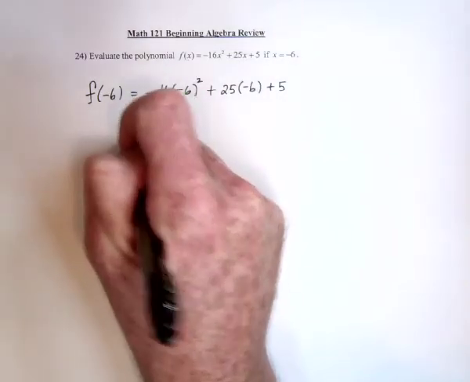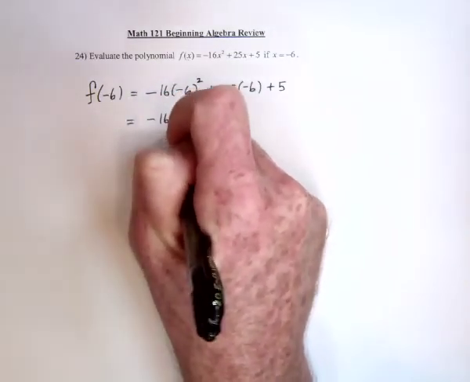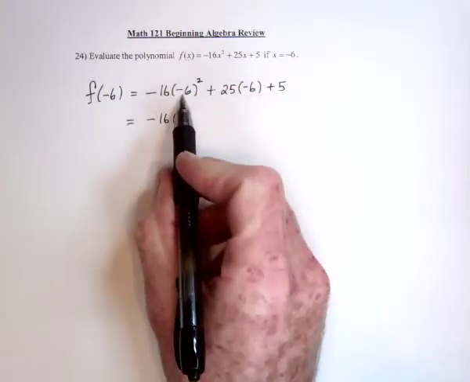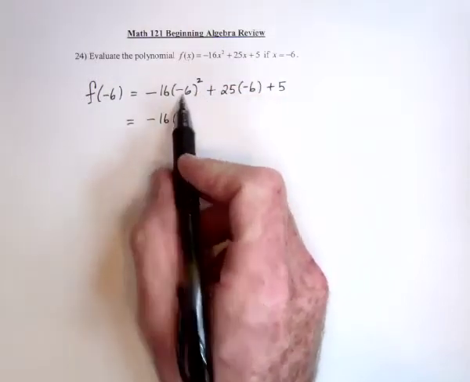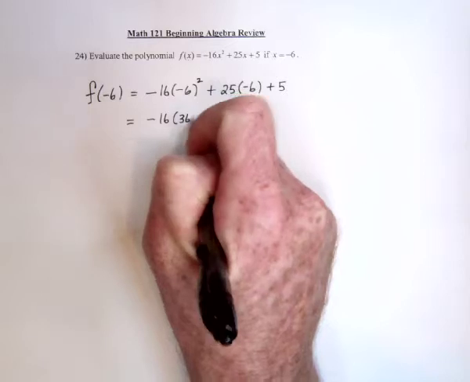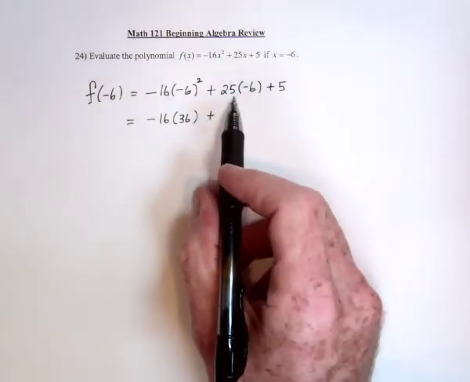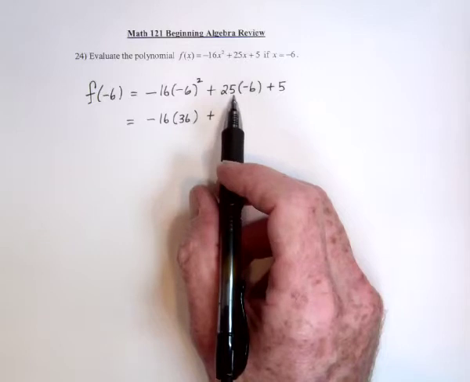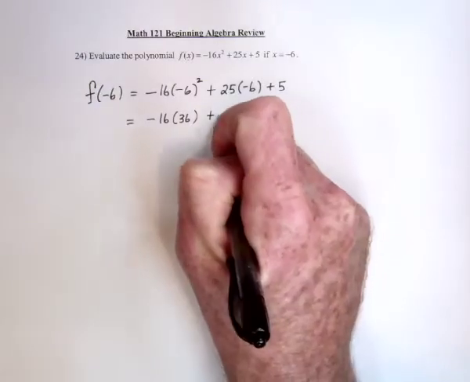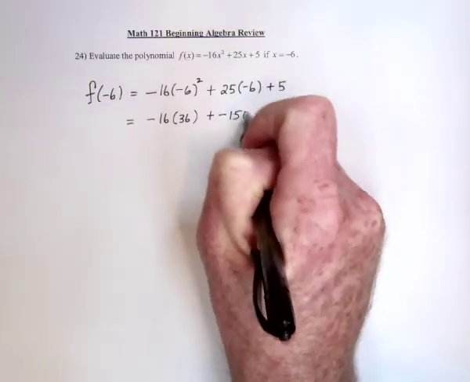So this is going to be negative 16, and when you square this negative, it's going to become positive 36. And then this says 6 quarters. Well, I know that 4 quarters makes $1. 6 of them would make $1.50. So this is 150. Oh, except negative 150.